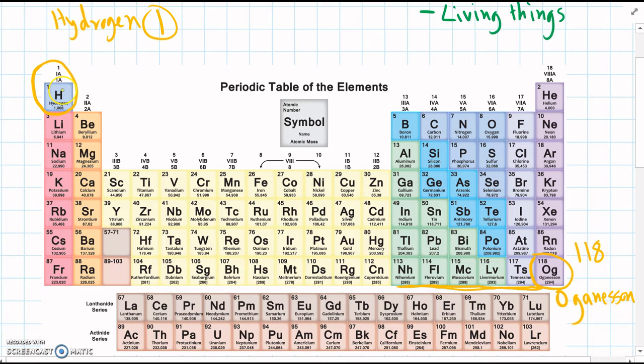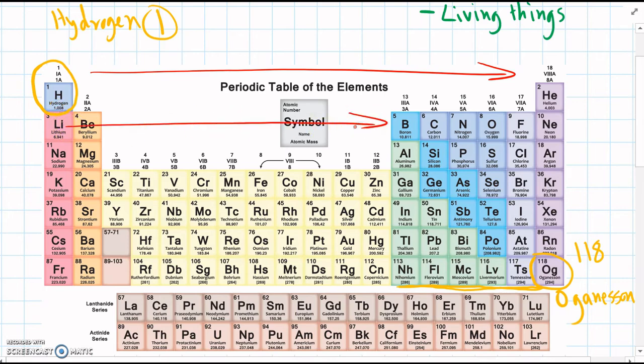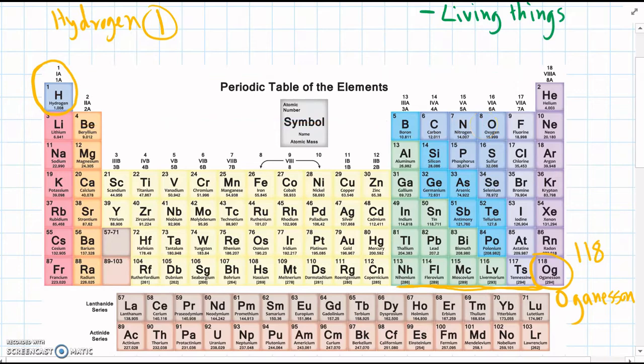So we can see, as we read the periodic table from left to right, just like a book, and then we go down to the next row, we can see the numbers go up by 1. So that tells us the periodic table is arranged from the smallest atoms, because hydrogen atoms are the smallest, all the way up to oganesson atoms, which are the biggest.